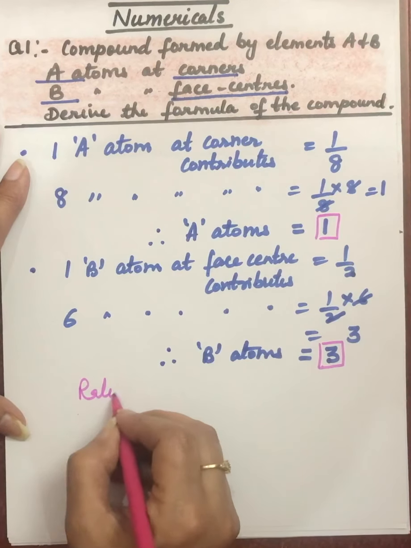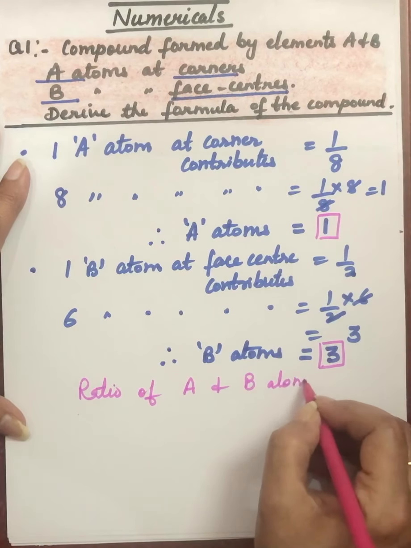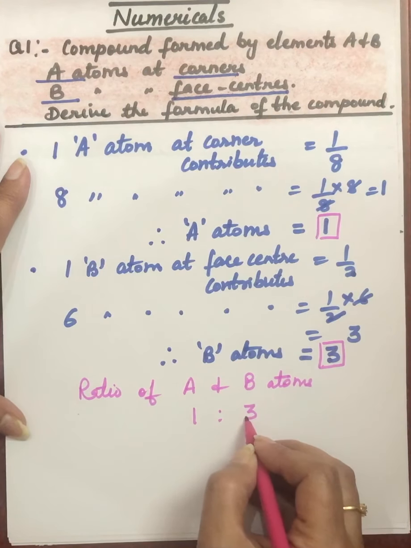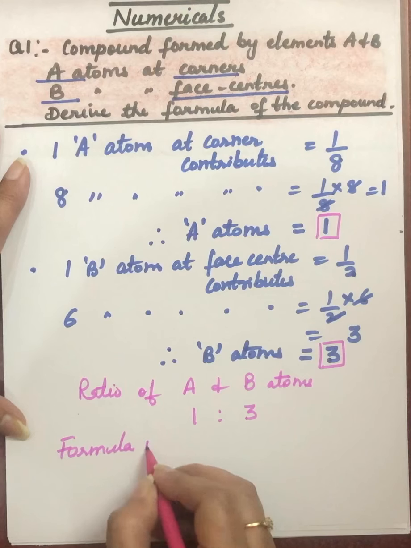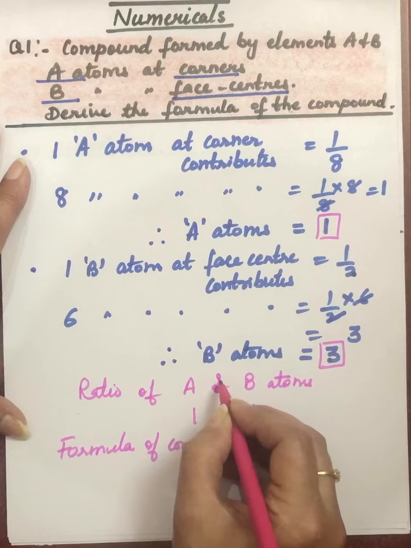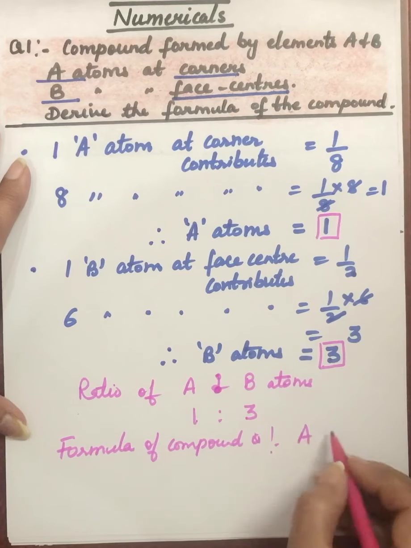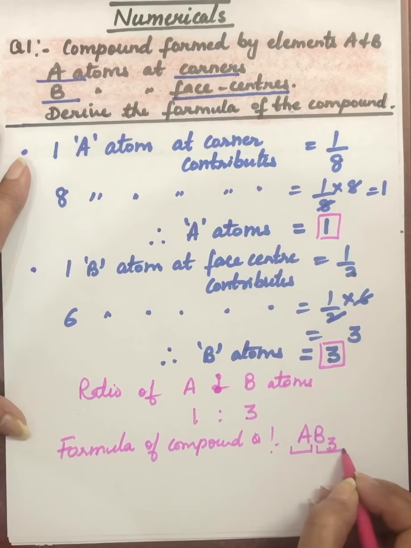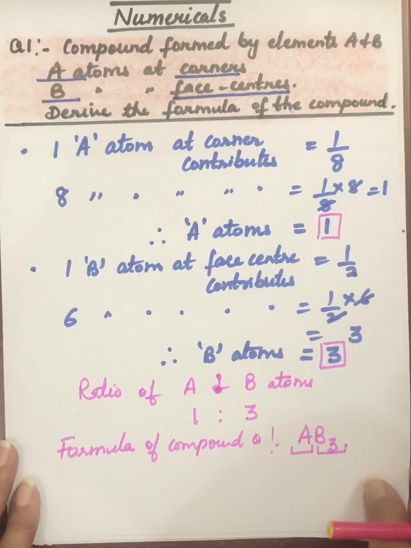The ratio of A and B atoms in one unit cell we have calculated. So the ratio of these in one unit cell will give us the formula of the compound. That is, the formula of the compound is A, how many atoms? 1 in one unit cell, and how many B? 3 in one unit cell. So the number of atoms of A and B in one unit cell will give us the formula. Next numerical.